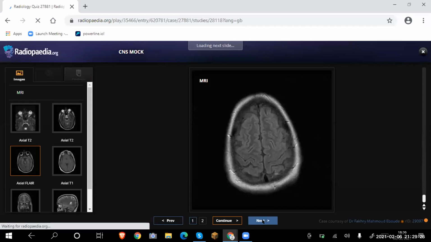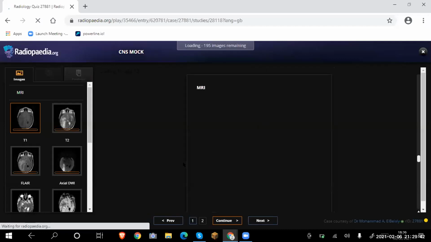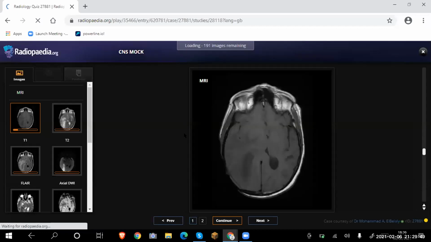Yeah, go next. I'm already going to the next case. Well, no history as usual, so I will start with T1 weighted selected images, MRI sequences. I'm waiting just to load the images. It's taking time to load. Sorry about that.